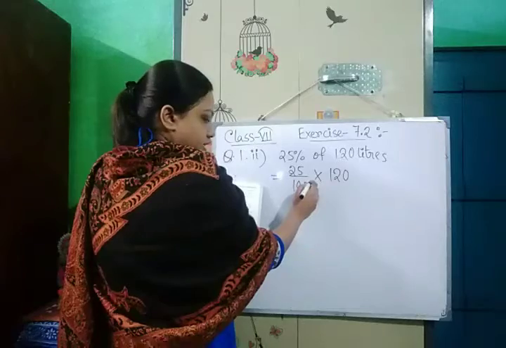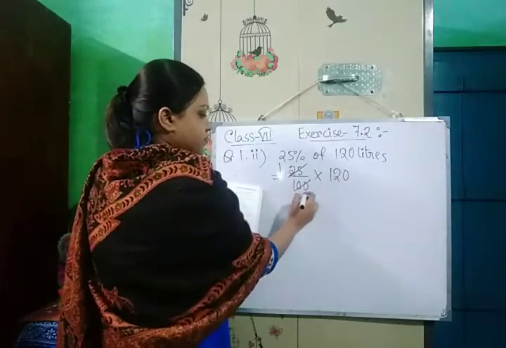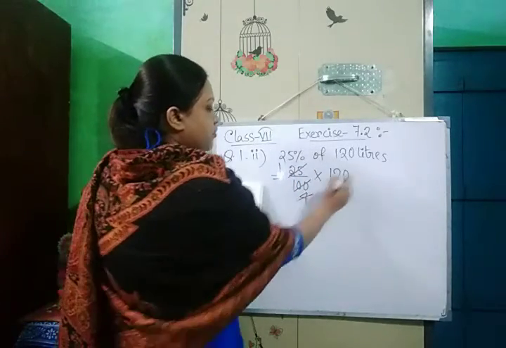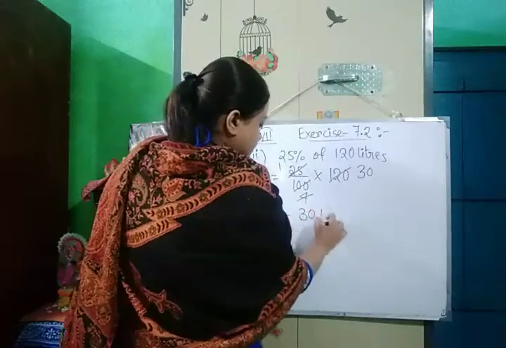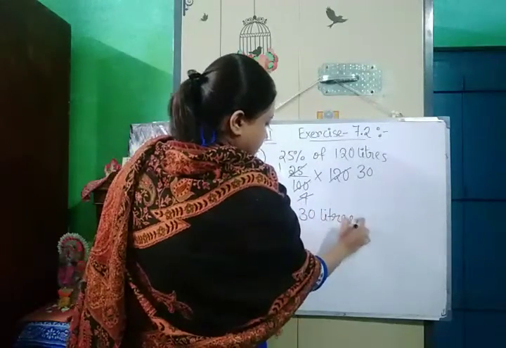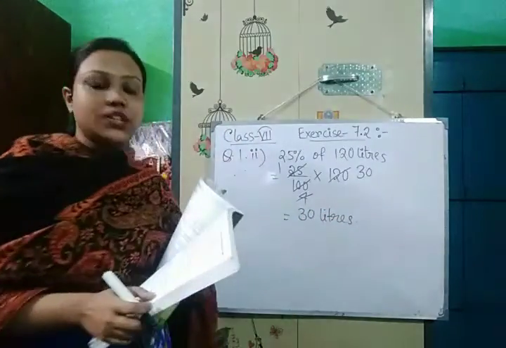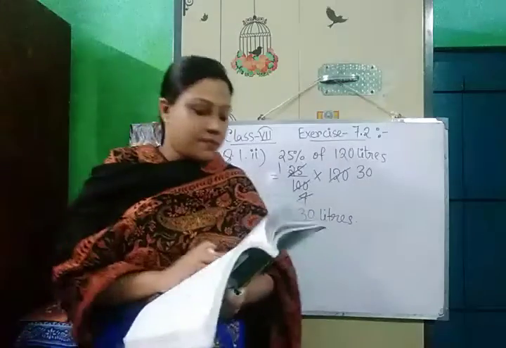Now we will do cancellation. 25 ones are 25, 25 fours are 100, 4 ones are 4, 4 30s are 120. So the answer is 30 liters. Okay, don't forget to write the unit here.